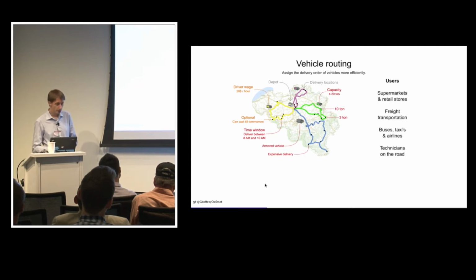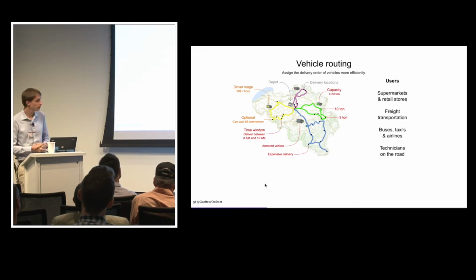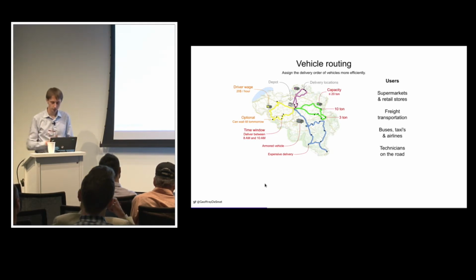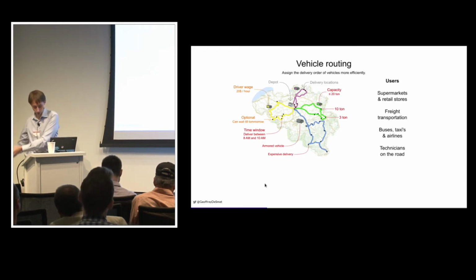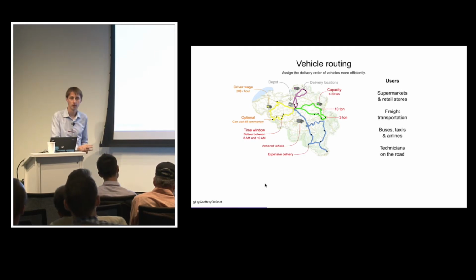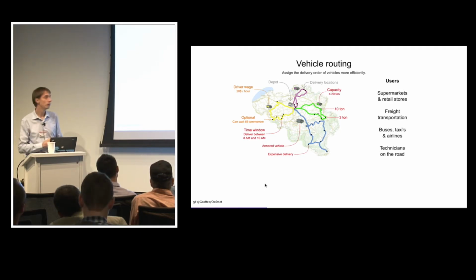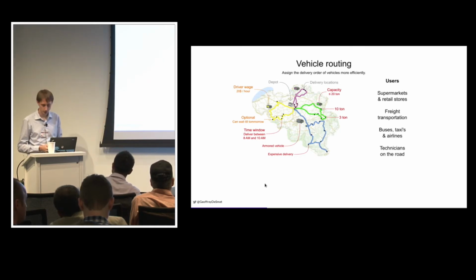So where do we see this? We see this in any kind of retail store, any kind of supermarket, any kind of store you see around the road which has more than one site where they're selling things. We see this in freight transportation, right? We see this also in person transportation: buses, taxis, airlines, picking up shuttles from people to go from the hotel to the airport and things like that. And of course also technicians on the road, right? The cable guy who comes to install cable at your home between 8 and 10 a.m. is a typical time window constraint, a typical vehicle routing problem.